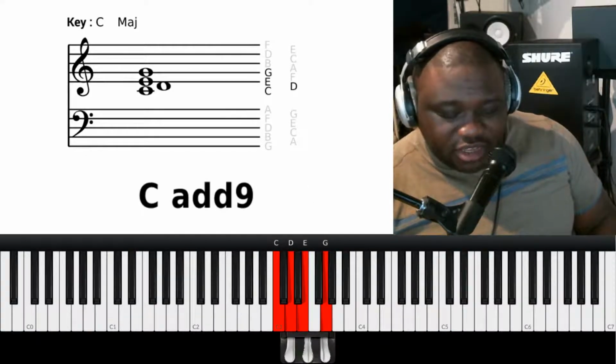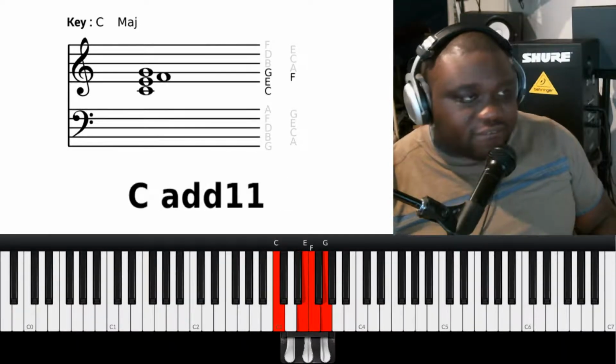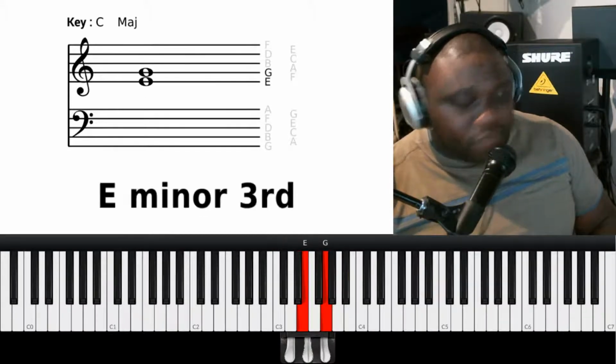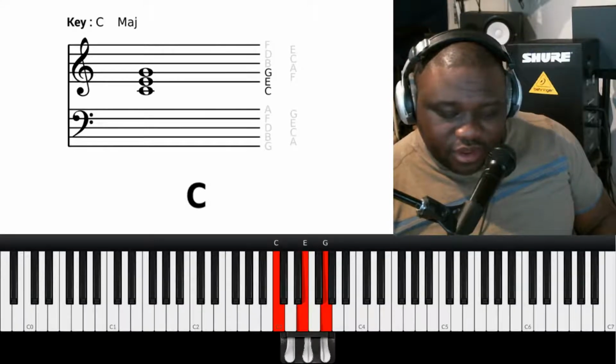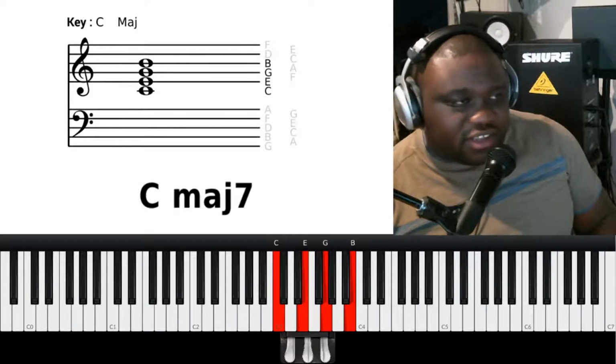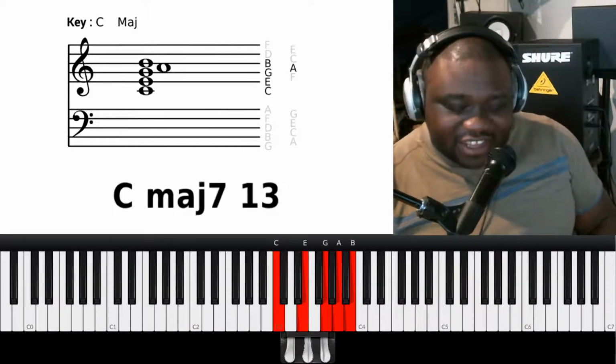You can have it this way. You can have it this way. You can have it this way. Sorry. I keep forgetting the 7th, right? Your hands got to be good to play it, right?